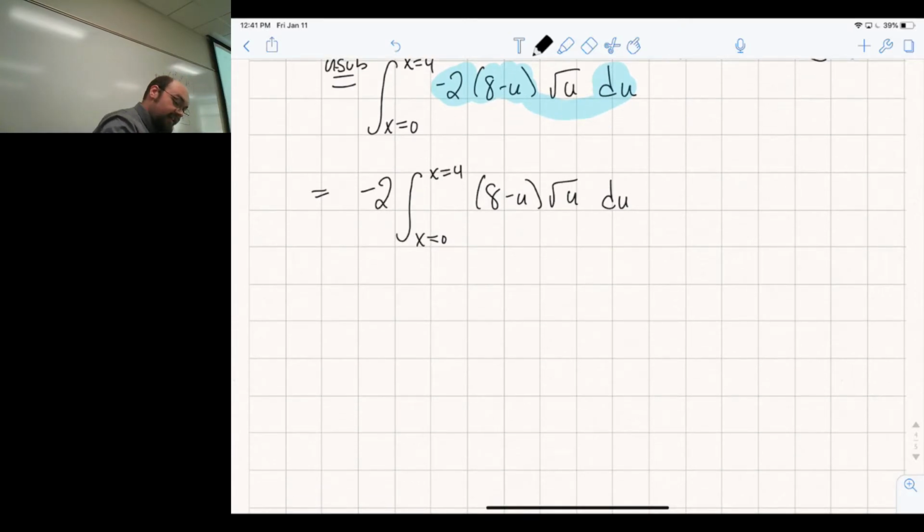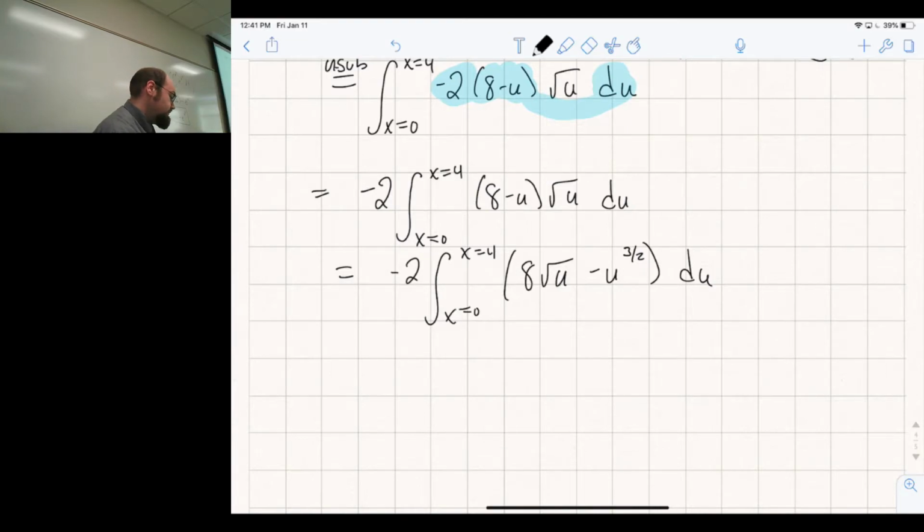All right, so let's look at that. That's negative 2 integral of x equals 0, x equals 4 of 8 times the square root of u minus u to the 3 halves du. Yes, no, maybe? Maybe I change this, make it 1/2. So we have a bunch of fractional exponents.